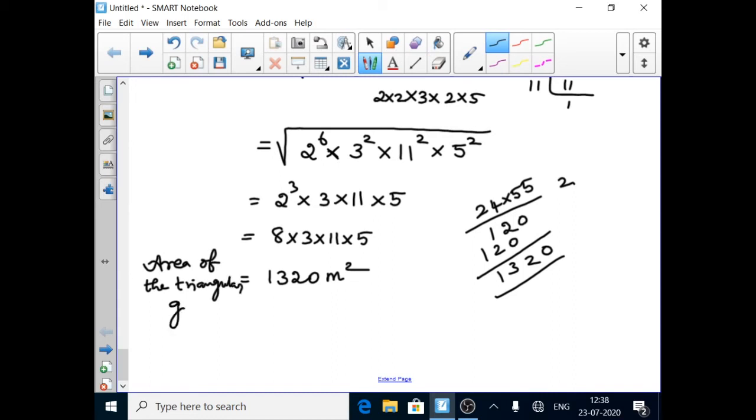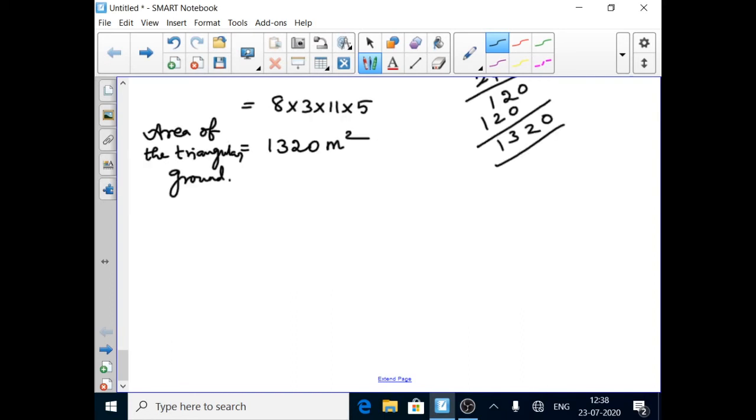Area of the triangular ground. Okay. So what do we want to do next? The cost of leveling, they asked. Okay, so you can write it: cost of leveling.